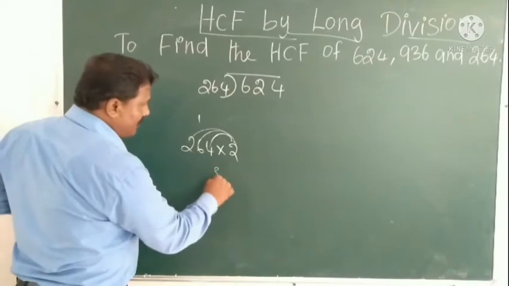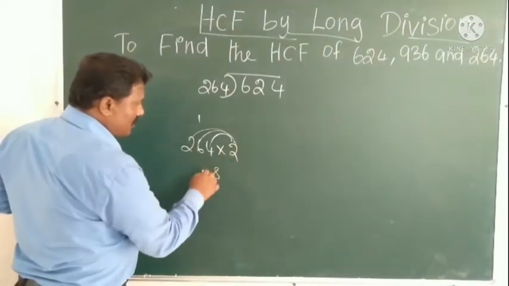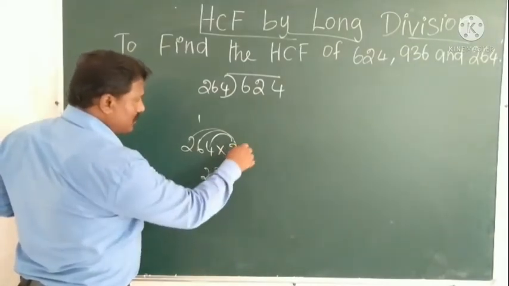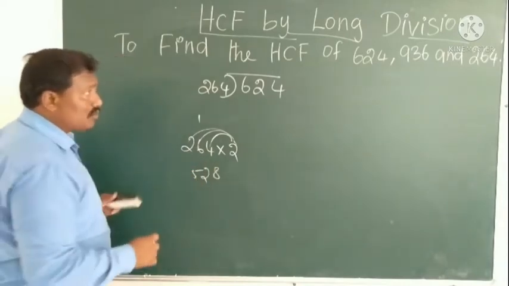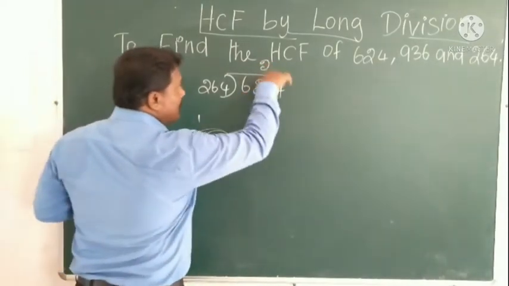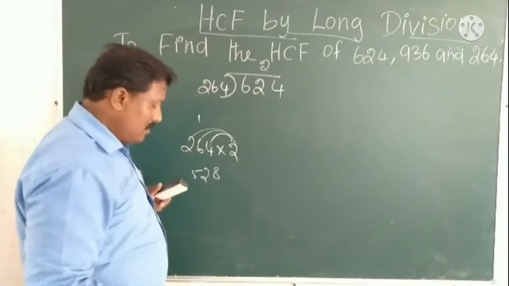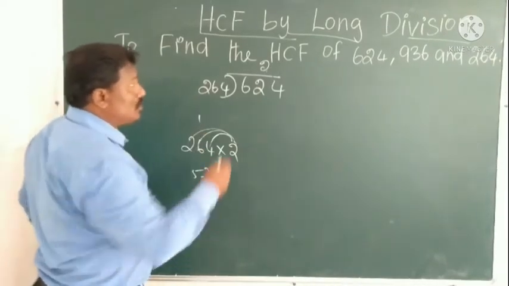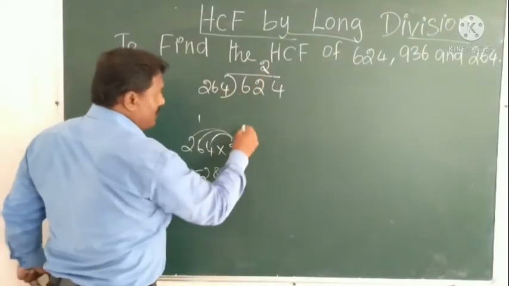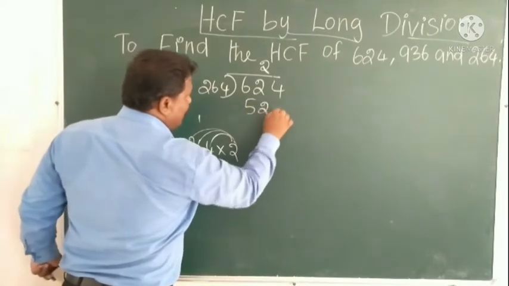So 4 2s are 8, 6 2s are 12, remainder 1. 528, yes. So 2 times we can divide. So 264 times 2 is 528.